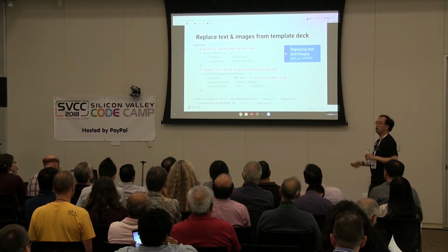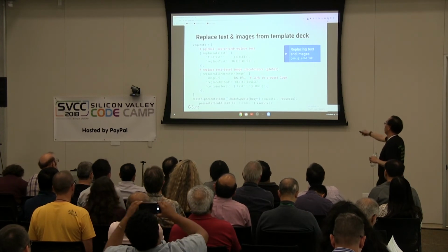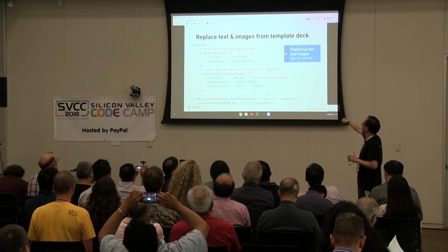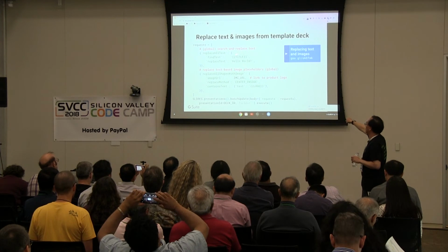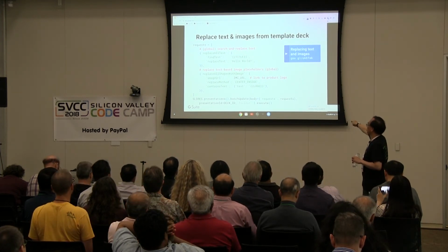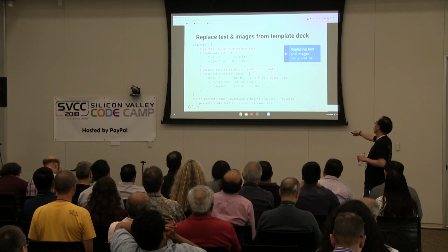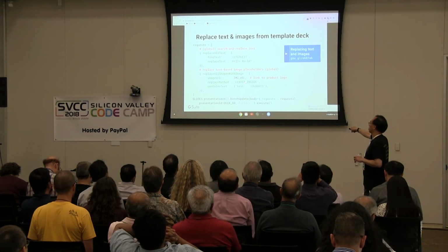So let's say I made a template deck. I want to fill in some variables. I'm going to go through and find everything that says, my variable is {{title}}, and then I'm just going to replace it with a company name or hello world, and then maybe I have another shape that has an image that says logo, and I want to replace it with a corporate logo or something like that.